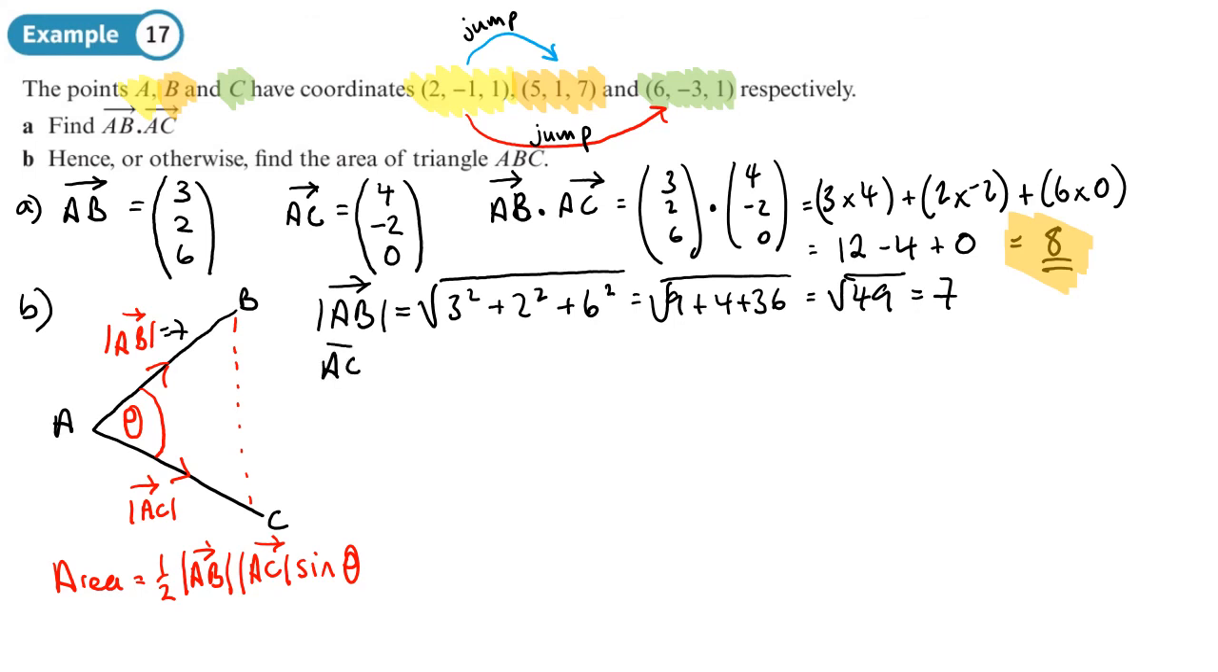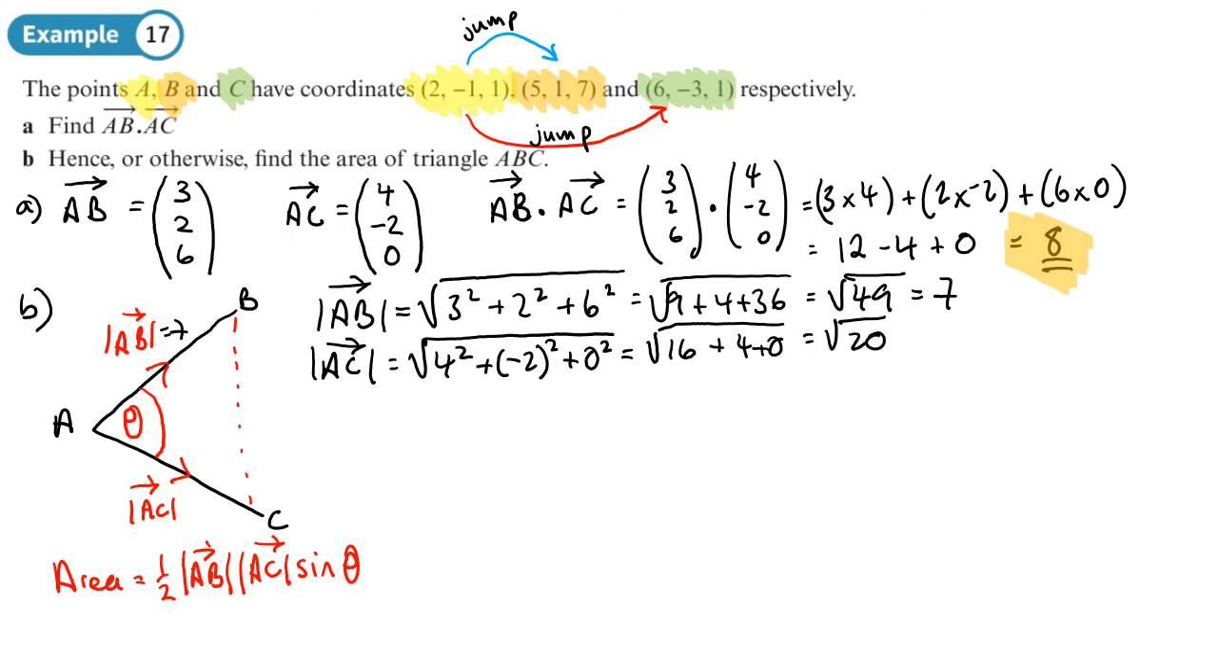Now the length of A to C. A to C is going to be 4 squared plus negative 2 squared plus 0 squared. So that's going to be 16 plus 4 plus 0. So we've got root 20. We'll leave it like that. We don't need to simplify it.